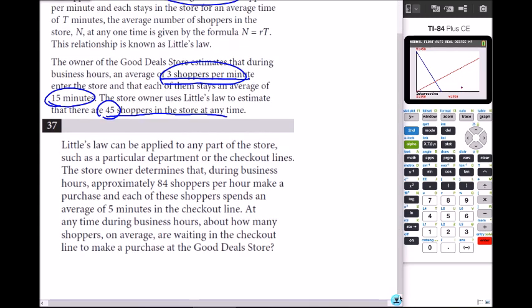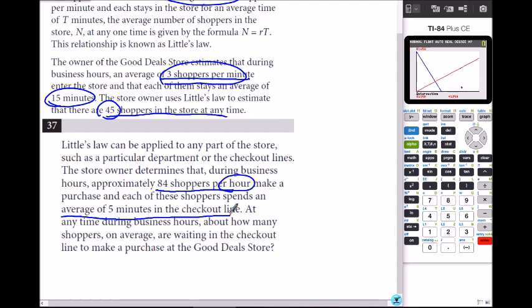Okay, so 45. Little's law can be applied to any part of the store, such as a particular department or the checkout line. The store owner determines that during business hours, approximately 84 shoppers per hour, not per minute, make a purchase, and each of them spends an average of 5 minutes in the checkout line. At any time during business hours, about how many shoppers on average are waiting in the checkout line?